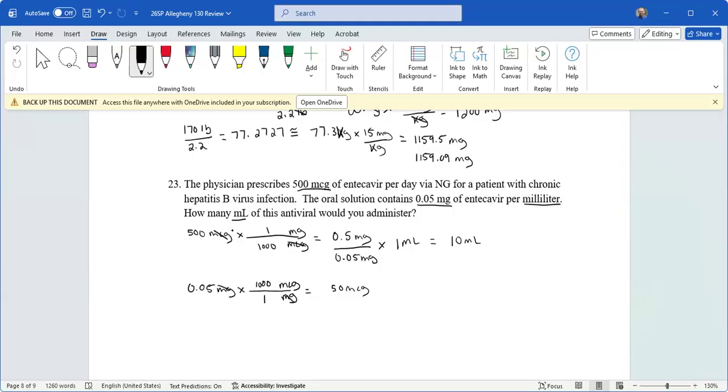And then all I'm going to do is apply that to my order. So 500 micrograms over 50 micrograms times 1 ml, and I get the same answer, 10.